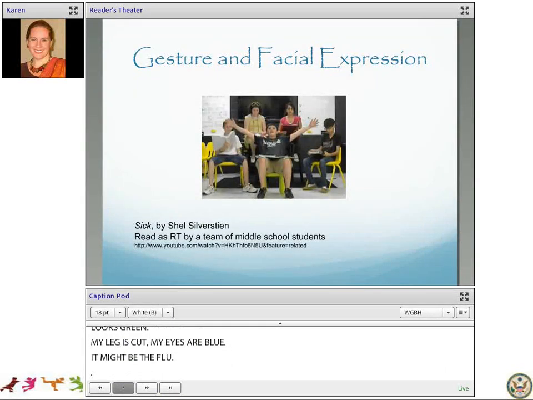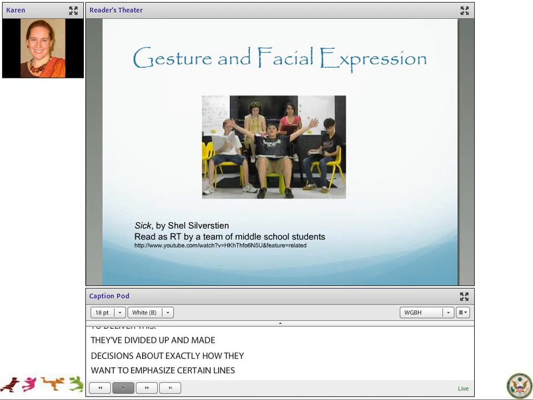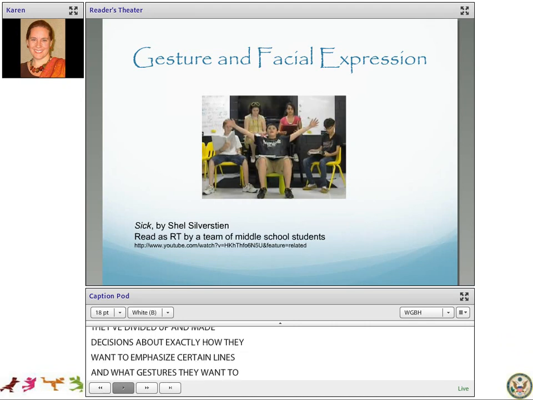So I think what that delivery shows is there's so many things that are demonstrated there. Partly just look at the real sense of ownership that these learners have for the text. They clearly have decided on how to deliver this. They've divided the lines up. They've made decisions about exactly how they want to emphasize certain lines and what gestures they want to use. And these are middle school students who are capable of that.